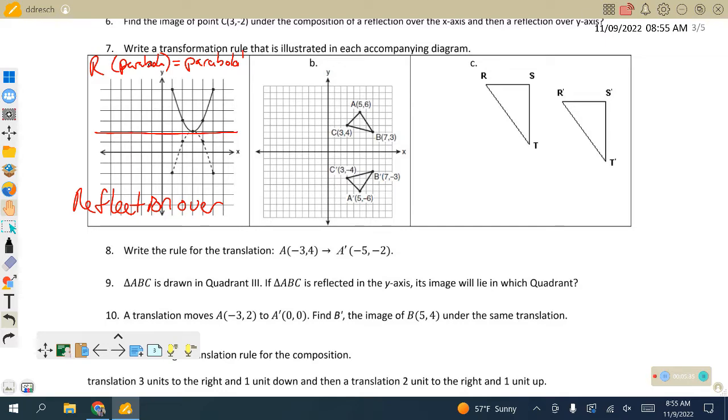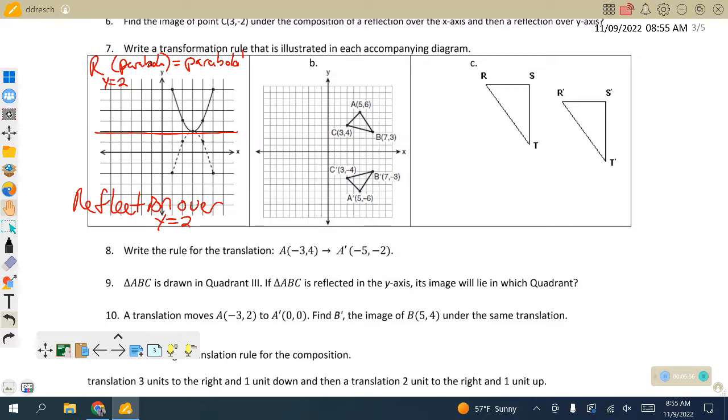Yep, right there. That's the part that I care about. You writing like this, or you just saying in words, I'm fine either one. But what I do want to see is the reflection line. So you would say y equals 2, or just say right here, reflection over y equals 2. That's what I want. Okay.